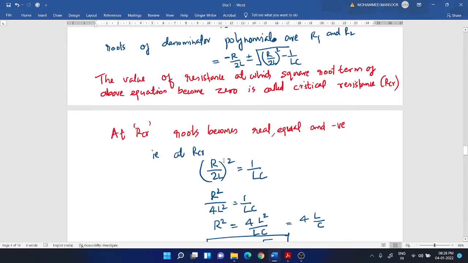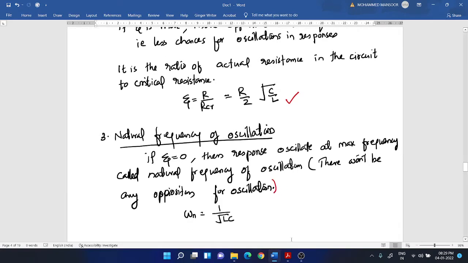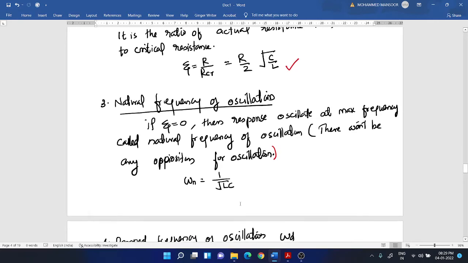As we derived earlier, theta is equal to R by 2 into root C by L. So this is very important. Next one is natural frequency of oscillation. If damping ratio theta is 0, then there is no opposition to the oscillation. Then the response oscillates at maximum frequency, and that maximum frequency is called natural frequency of oscillation. Under that condition, there won't be any opposition for the oscillation from the circuit. So we know the expression for omega n as 1 by root LC.